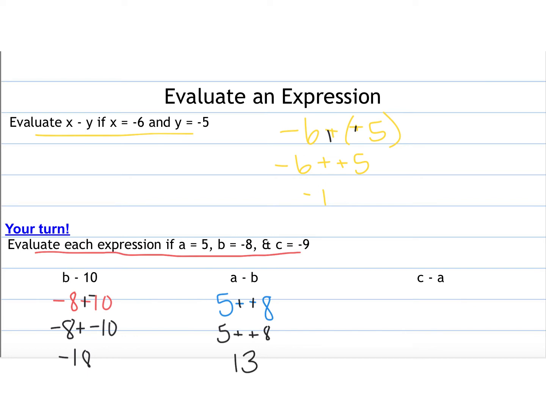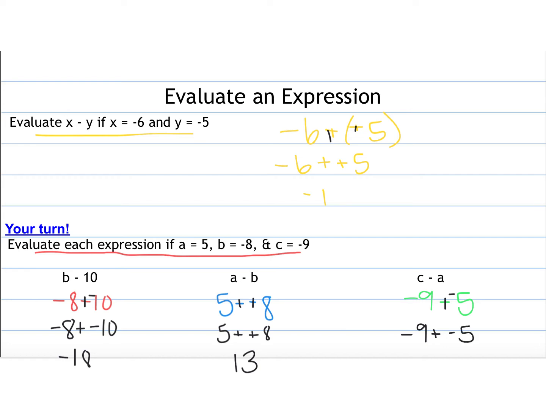Notice, again, I'm saying the same things every single time. I just follow those same steps again and again and again. C minus a. So c is negative 9, minus a is 5. Now, following my steps to subtracting integers, keep the first number the same, change from subtraction to addition, change the sign of the second number, or chop minus.